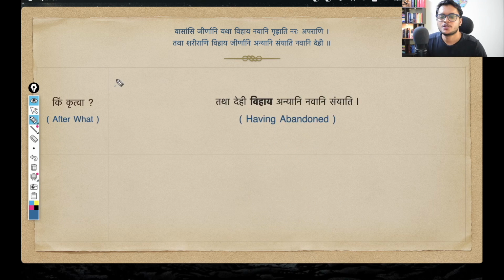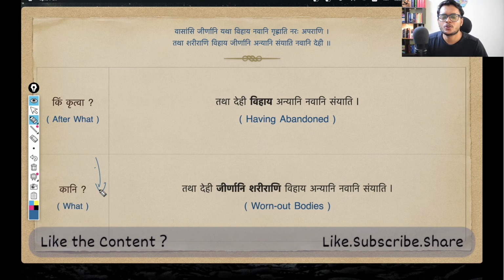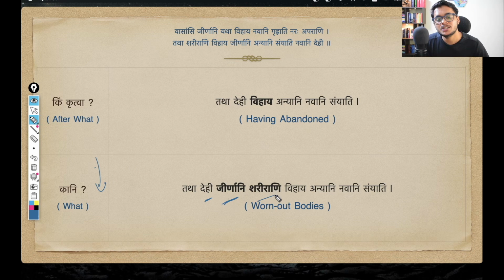If we move on, again we have the same question, kim kritva: the embodied soul attains a new set of bodies, but after doing what? And we have the exact same response, vihaya. Again, that means after abandoning, or having abandoned. I'm not going to explain this because this is the same as what we saw before. So we'll just move on and ask: kani vihaya, after abandoning what does the embodied soul attain the new bodies? So: dehi jirnani sharirani vihaya anyani navani samyati.